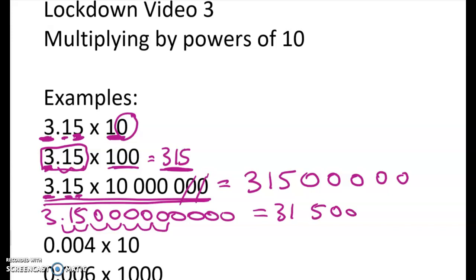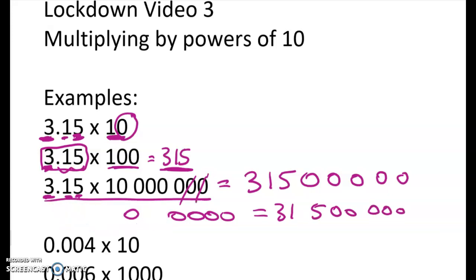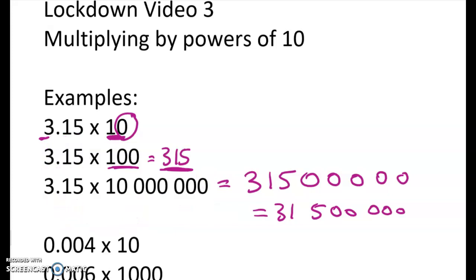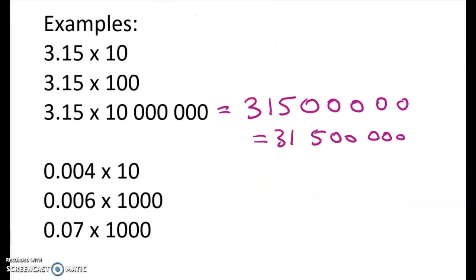So it's 31,500,000. Okay, let's work with some small numbers now. And then there's going to be a couple of practice questions. And for my class, there'll be a Dr. Frost worksheet that goes with this. That should be pretty fast for most of you.